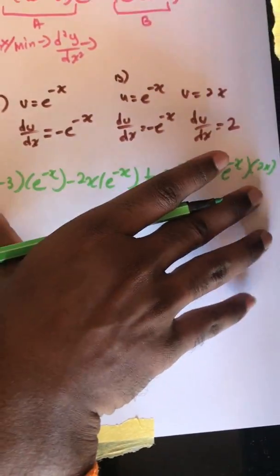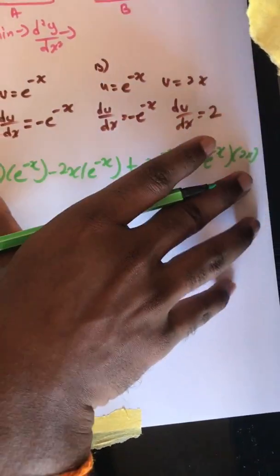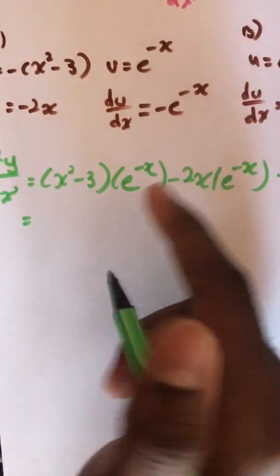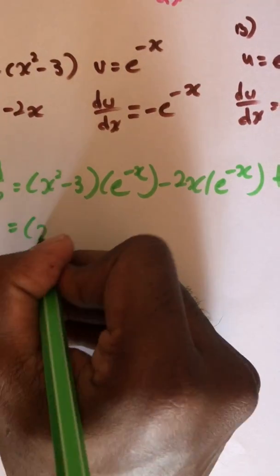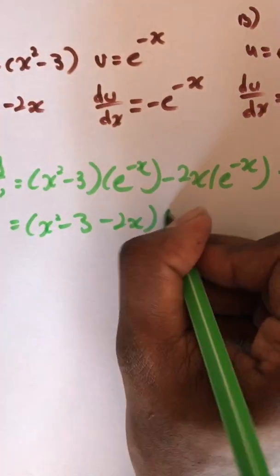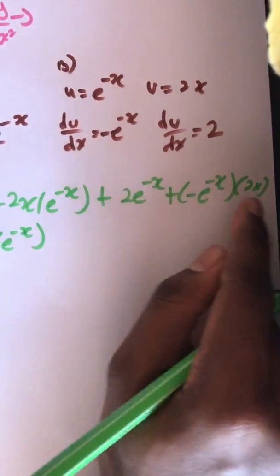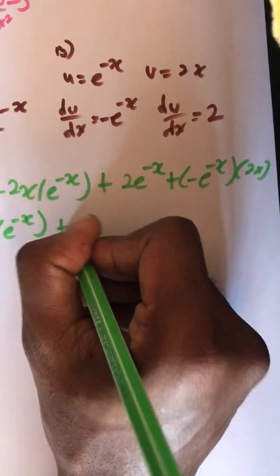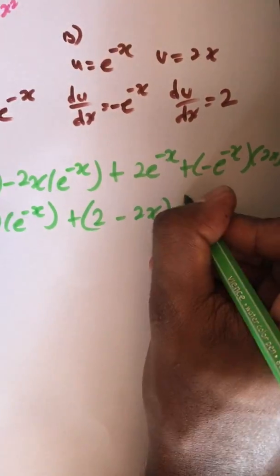If you follow your marking scheme, they simplified. There's no need for you to simplify. I'm just showing you to follow the marking scheme, but again I repeat, there's no need to do that. What they do, they have e negative x here, so they factorize the e negative x, and you get x squared minus 3 minus 2x here, so you'll have e negative x, and then they further factorize it. Because here there is e negative x, they factorize and in the end get plus 2 minus 2x, and they put the e negative x outside.